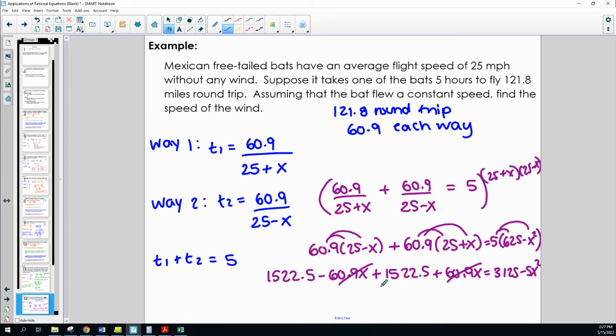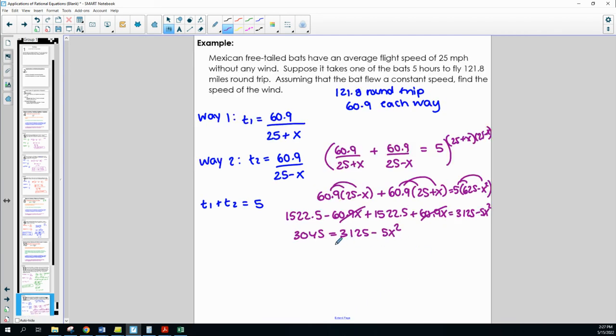1,522.5 basically times 2 is going to give us 3,045. And that's going to be equal to 3,125 minus 5x squared. And now I'm just going to solve for x. So I'm going to subtract 3,125 on both sides. So I'm going to end up here with negative 80 is equal to negative 5x squared. Divide both sides by negative 5. So I get x squared is equal to 16.